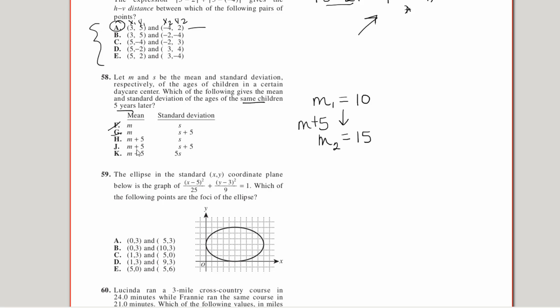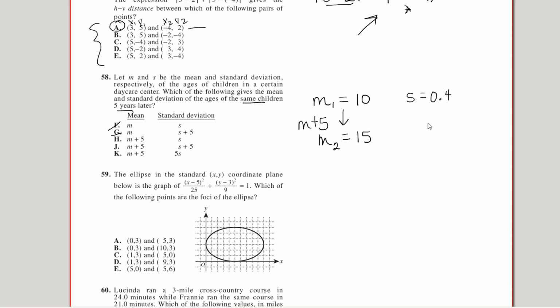So F and G are out because H, J, and K are the only ones with M plus 5. Now, what about the standard deviation? Let's say the standard deviation is 0.4 because we're talking about age and in years.